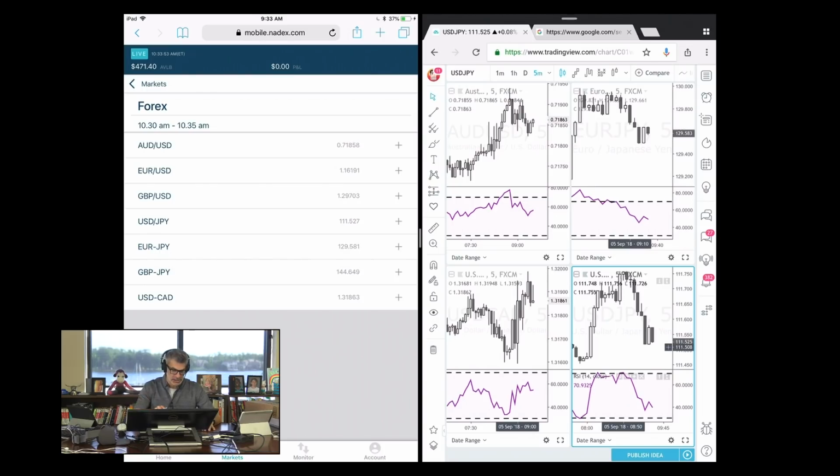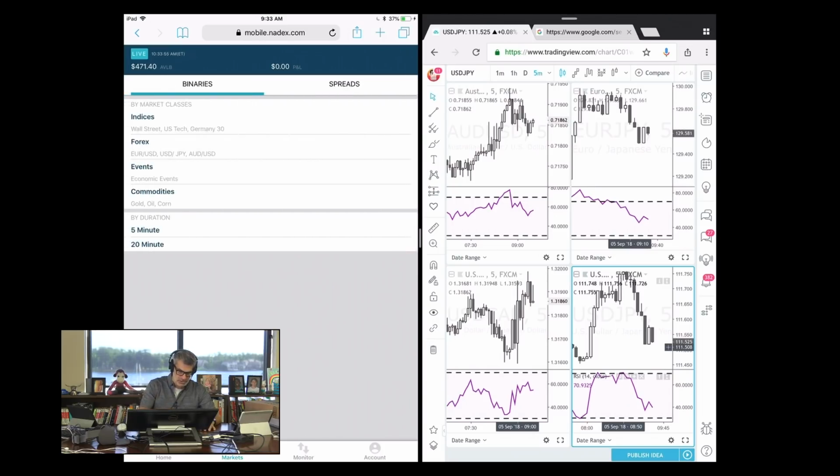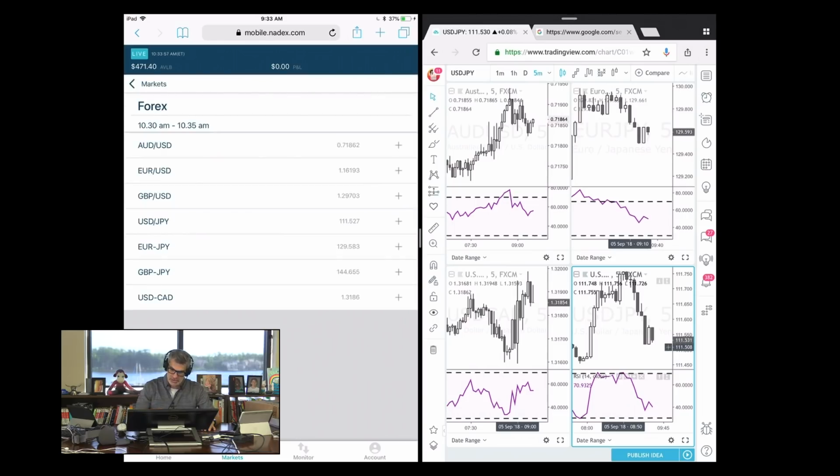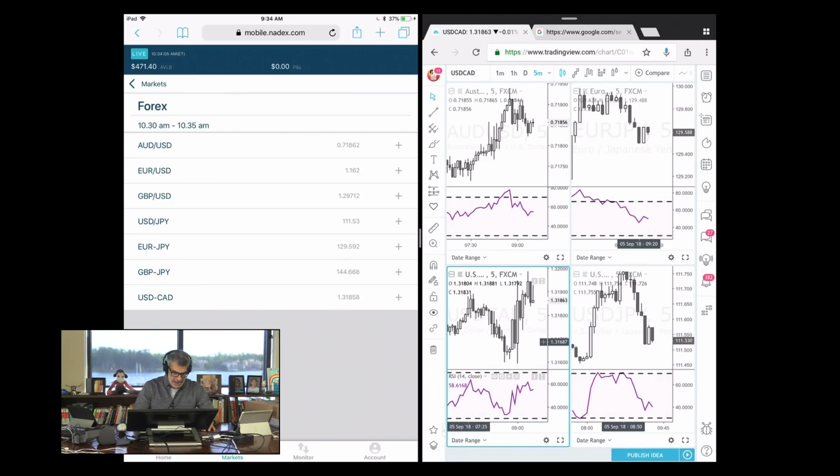Okay, let's take a look here at our 5-minute situation again. So I don't like Euro Yen, don't like the dollar CAD. I might like a buy trade here. And the dollar yen I'm not super thrilled about.